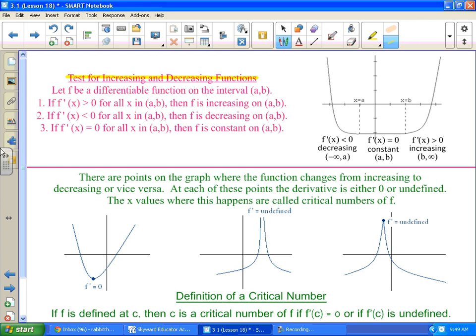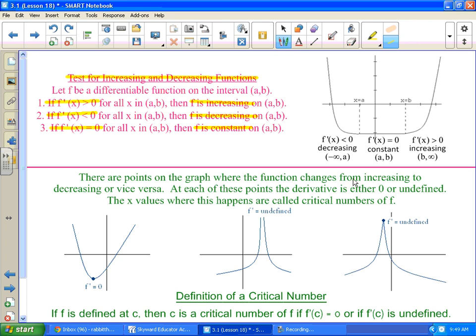So if f is differentiable on the interval, if the first derivative is greater than 0, then f is increasing. If the first derivative is less than 0, it's decreasing. And if it equals 0, then it's constant. Okay. Basically what we just wrote. Any questions on that?